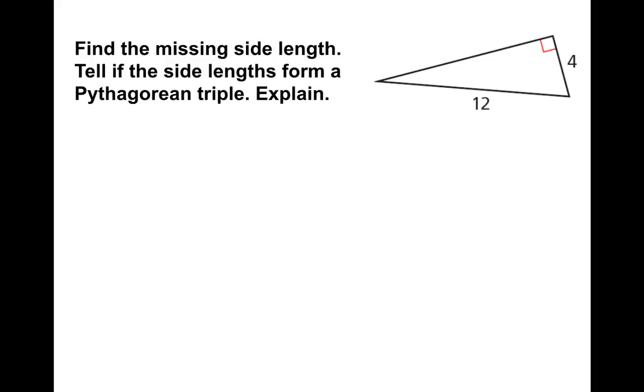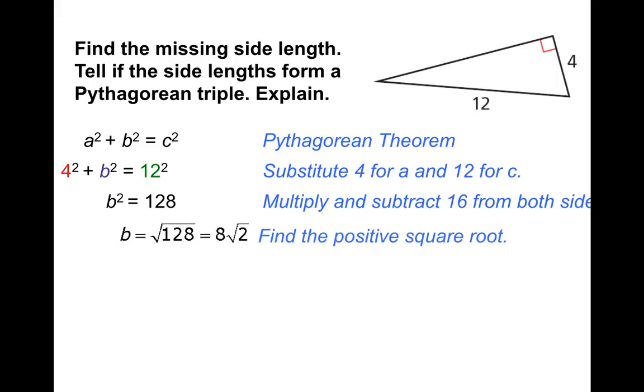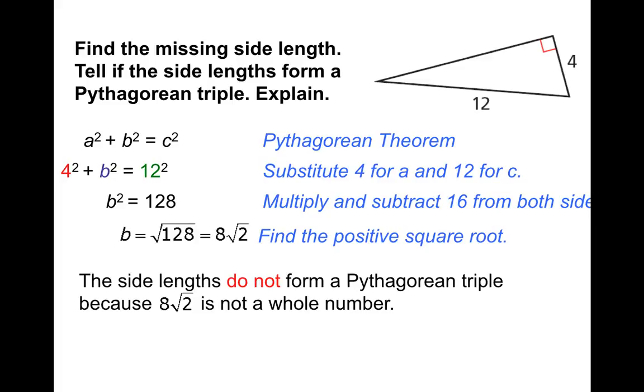Find the missing side. Pay attention to where the hypotenuse is. The missing side comes out to be 8 times the square root of 2. Right, is that a whole number? If you're not sure, try the square root of 128 and just go to decimal. Notice it's not a whole number or integer. So this would not be a Pythagorean triple because 8 times the square root of 2 is not a whole number. They all three have to be whole numbers.